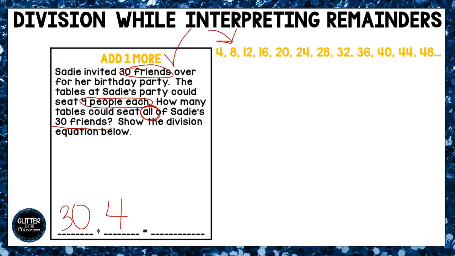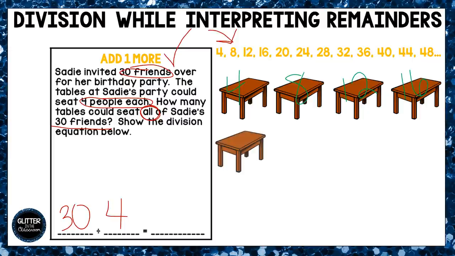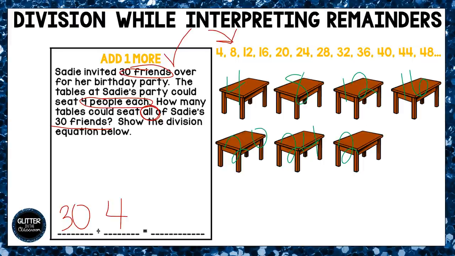So we're at Sadie's party, and I have a table for her friends, and I know that 4 friends can sit at that table. 4 more friends would make 8. 4 more friends at this table would make 12. 16 friends, 20 friends, 24 friends, 28 friends. Now let's stop right there. When I divide 30 divided by 4, my division answer is 7 with a remainder of 2. Now, there are two friends at the party right now that don't have anywhere to sit.